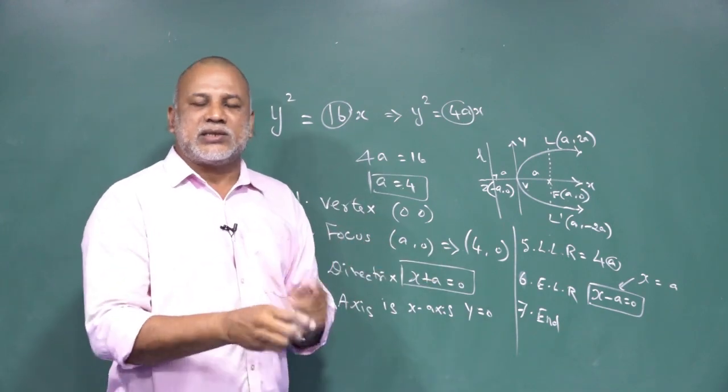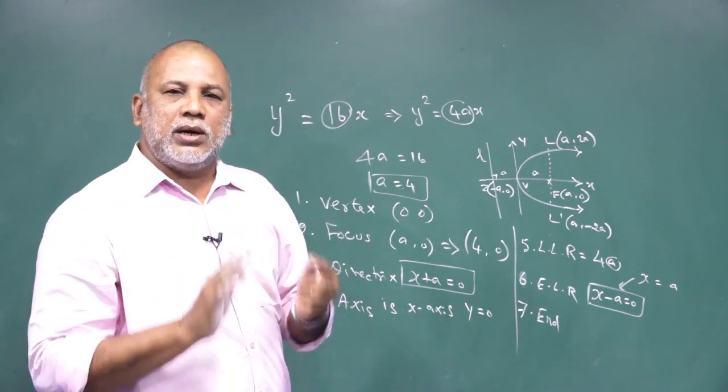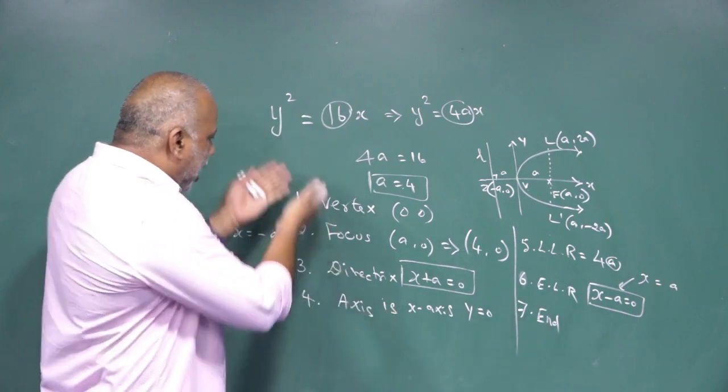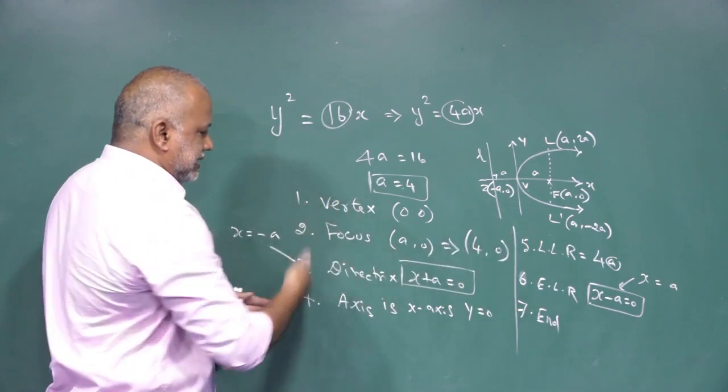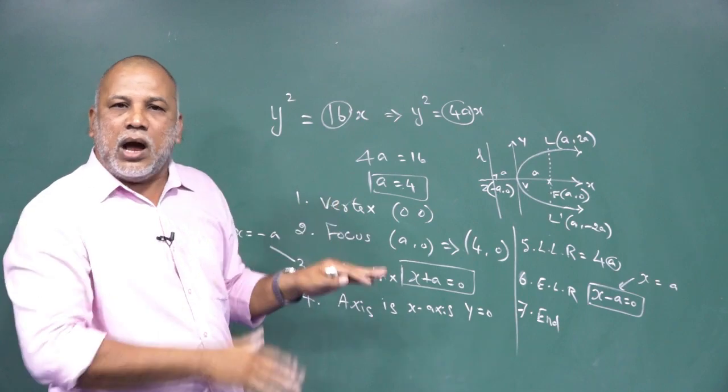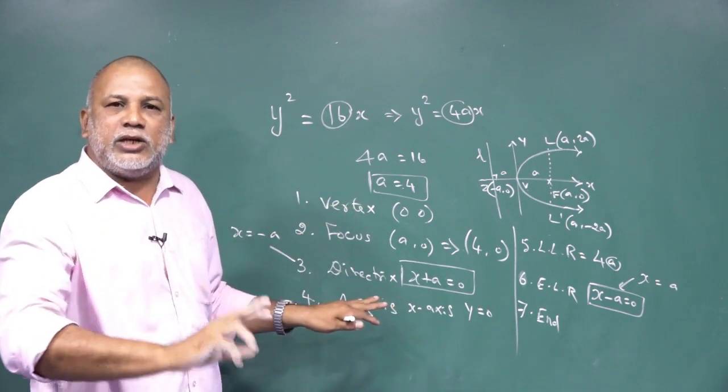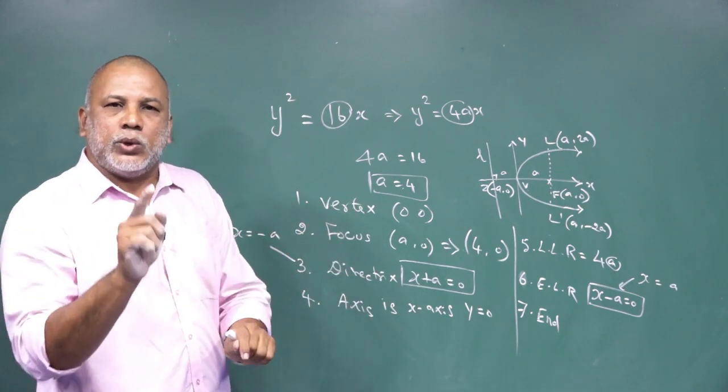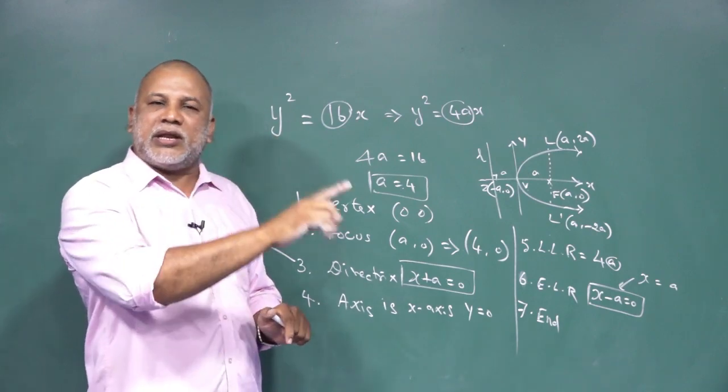Now it is the reverse concept that today we are going to discuss. What is the meaning of the reverse concept? Out of these 7 results, we are having 7 results. Out of these 7 results, any 2 results may be given, and you are going to work out the equation of the parabola.